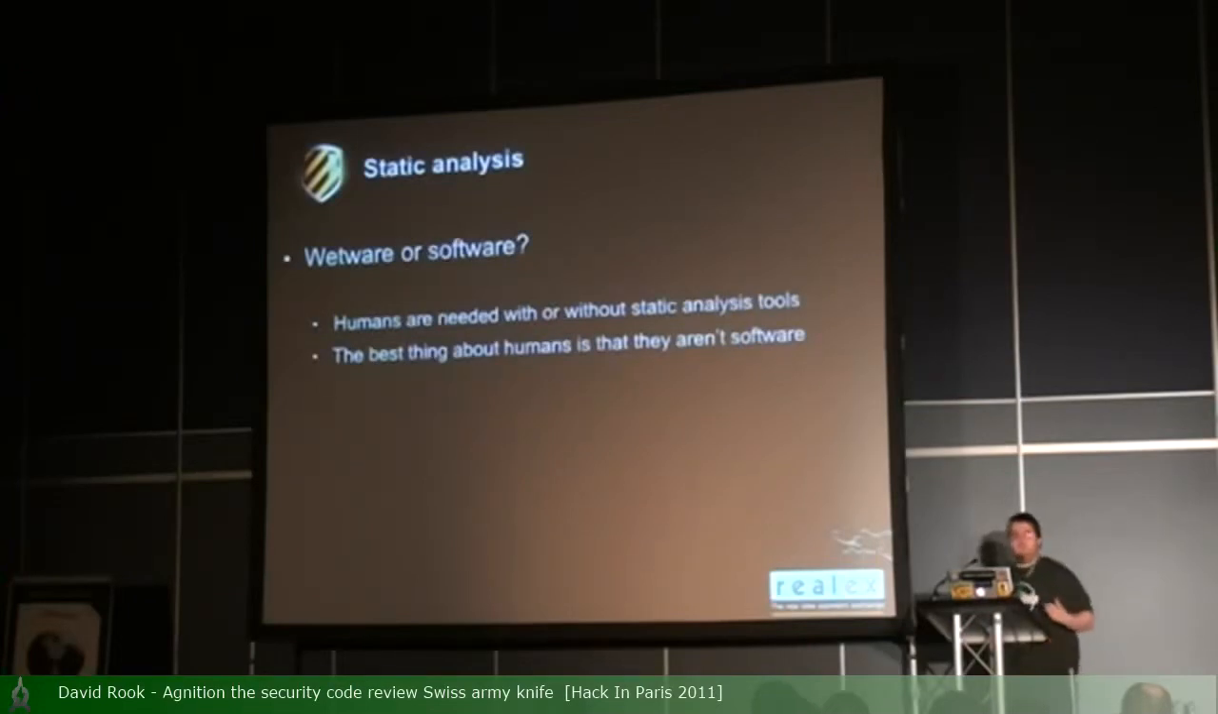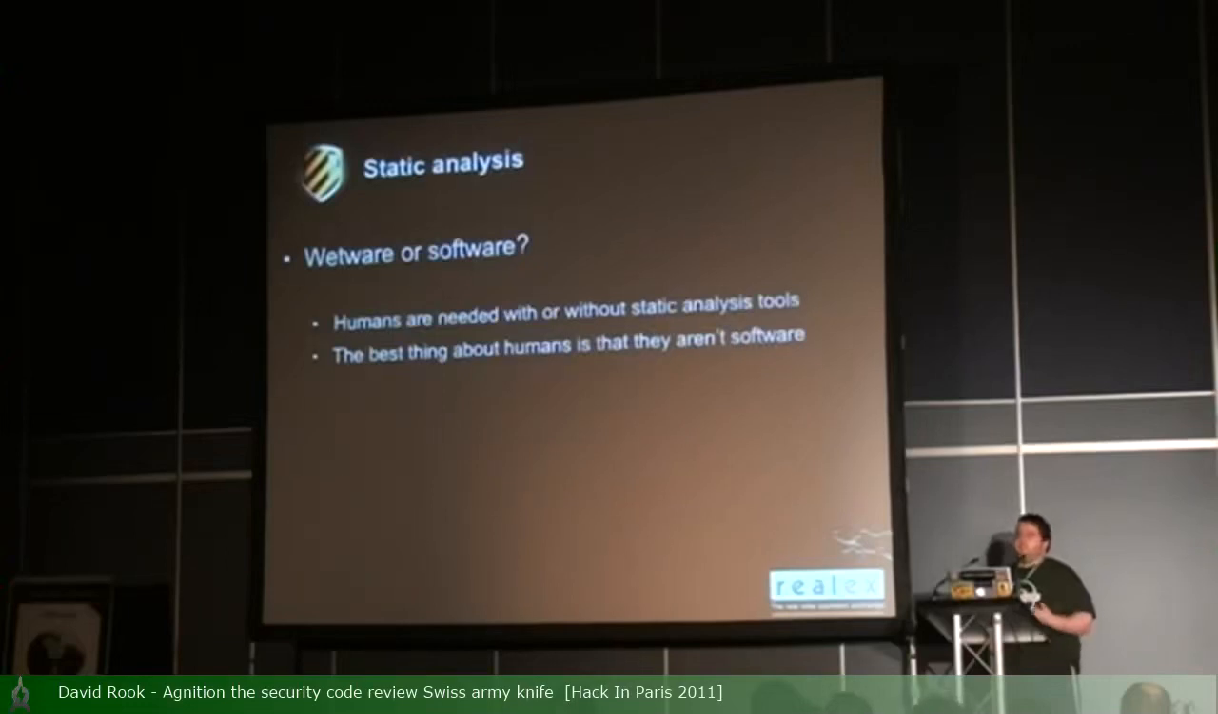So firstly, using a human, well, the best thing about using the human is that they aren't software, right? And what I mean specifically in the context of security code reviews is that the human can find things a piece of software can't, but it can also understand the context of its findings.